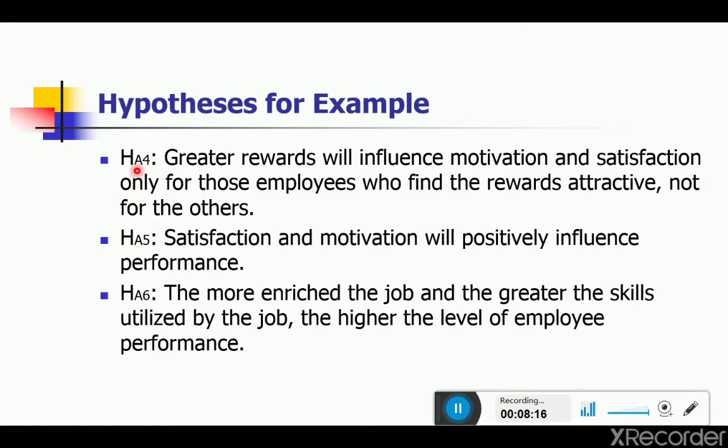So now the fourth possible hypothesis can be: greater rewards will influence motivation and satisfaction only for those employees who find the rewards attractive, not for the others. Fifth hypothesis can be that satisfaction and motivation will positively influence performance. Now look here, satisfaction and motivation both are acting as intervening or mediating variables. Both intervening variables have an impact on the outcome, and the outcome is what? Performance. And performance is your dependent variable.